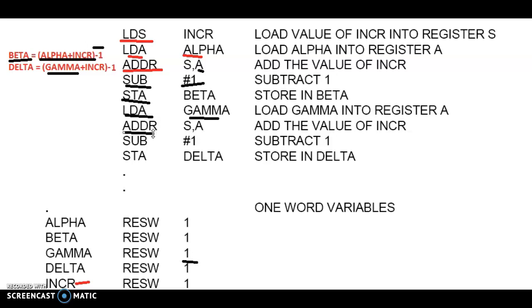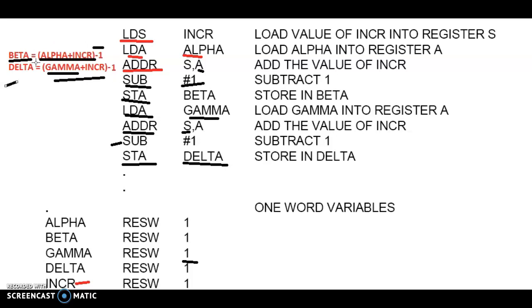Perform the addition operation, that is ADDR S, A. S has the value INCR, and A has gamma, so this addition will be performed. Now perform the subtraction operation: the result stored in A minus 1. The result stored in A will then be stored to delta. That is, the result after subtraction will be stored to delta. Hence these two computations will be performed. So this is a program to perform these two computations.